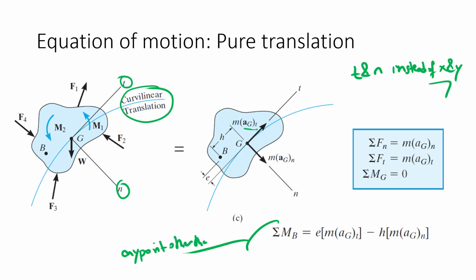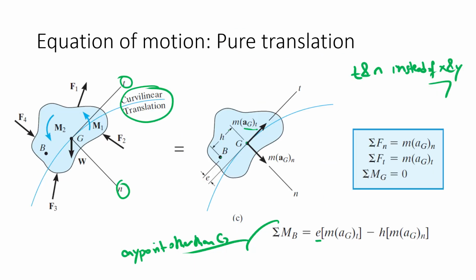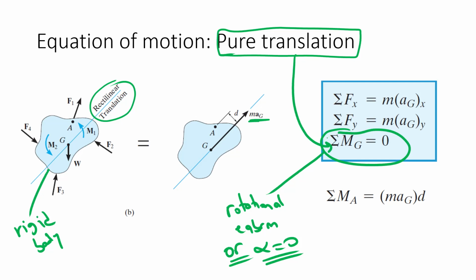If you take any point other than G, then you will use this equation. And then e is the distance between B and the center of mass. h is the distance between B and the center of mass in tangential direction. This one is in normal direction. Okay, that is exactly the same as this one. The only difference being is that you are using the normal and then tangential acceleration instead of the x and then y coordinates.